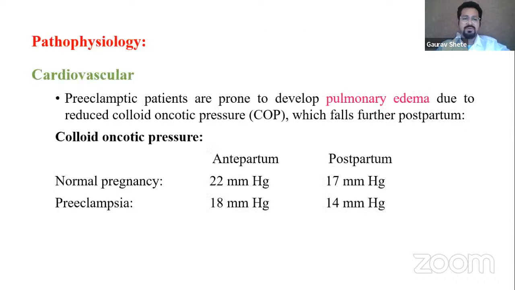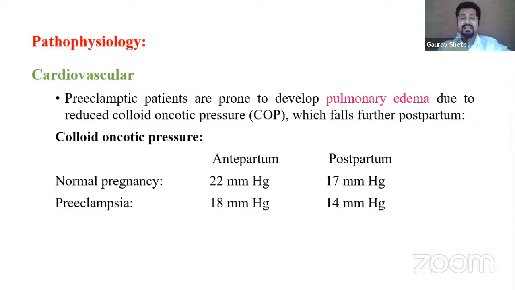So what happens in the cardiovascular system? Preeclampsia patients are more prone to pulmonary edema because there is a reduced colloid oncotic pressure. In normal pregnancy, the colloid oncotic pressure is 22 millimeters of mercury antepartum, and postpartum it is 17 millimeters of mercury. But in preeclampsia, as you see, it is decreased. So the vessels are more permeable for the transfusion of fluid from the intravascular to the extracellular compartment.